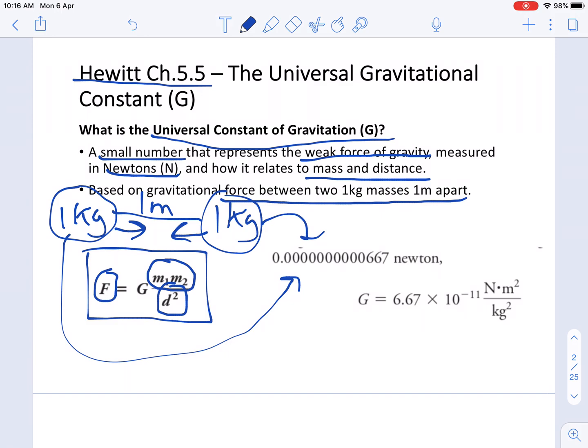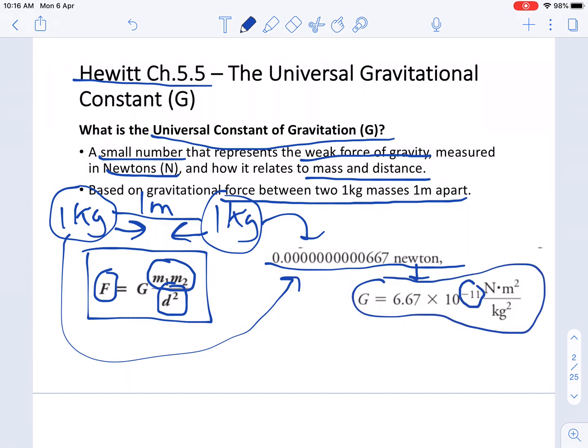And so we can rewrite that in scientific notation as 6.67 times 10 to the negative 11. Again, that negative 11 tells you it's a very, very small number. Gravity is a very weak force. It also has a crazy unit on it, newtons meters squared per kilogram squared, but you'll see in the math where that comes from.